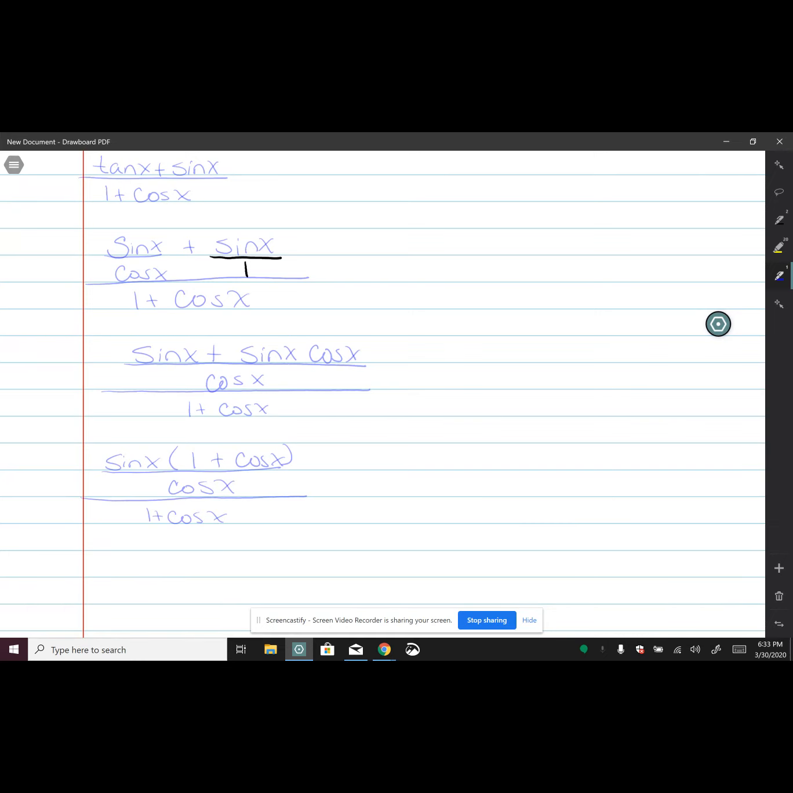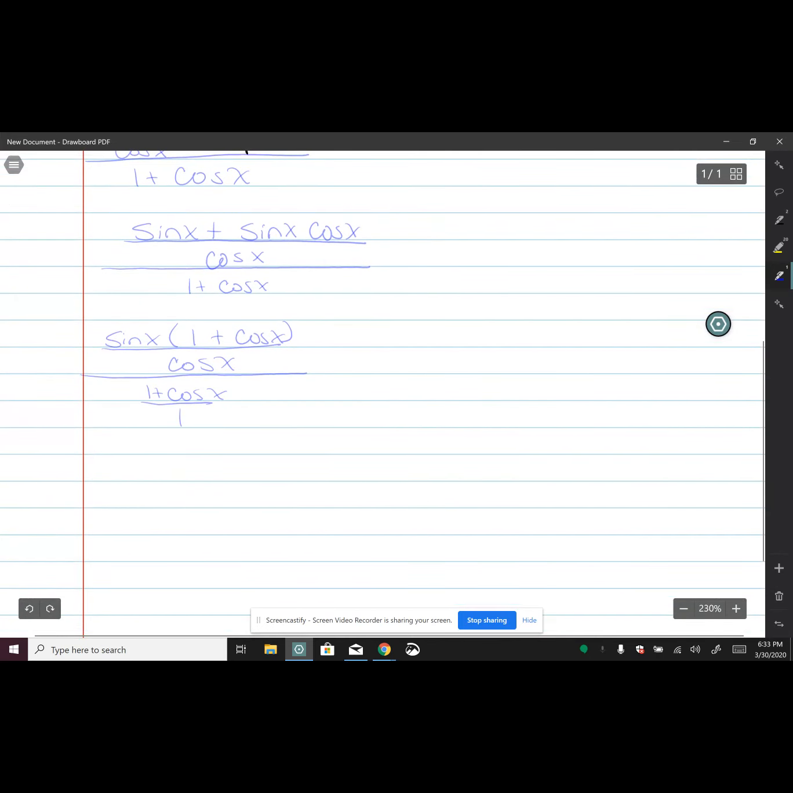All right, it still looks ugly, but if you actually take a look at this, you should be able to see how we're going to reach our end. So we have a fraction over, technically a fraction because this part is over 1. So we're going to copy, dot, flip. So we have sine of x times 1 plus cosine of x all over cosine of x, times, we're going to flip this bottom one. So that's 1 over 1 plus cosine of x.